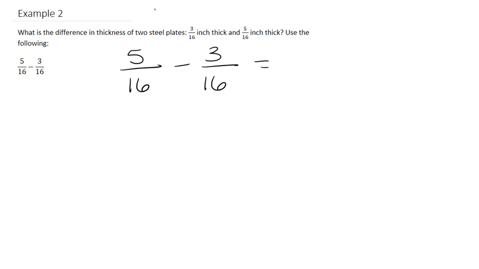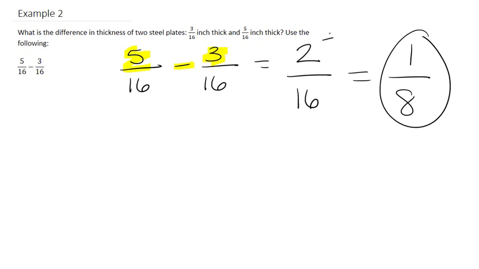So 5 minus 3 is equal to 2/16. Notice 2 and 16 have a common factor of 2, so we can go ahead and reduce this by 2 on the top and the bottom. So this would just become 1/8, because we divided this by 2 and then we divided this by 2. So we just get 1/8. Now let's do another example.